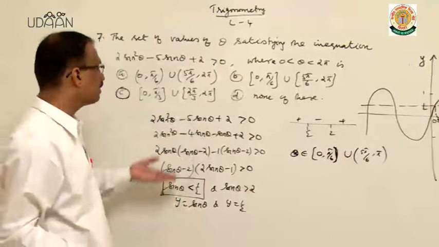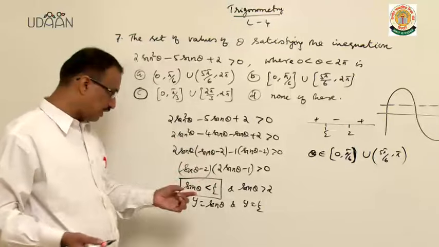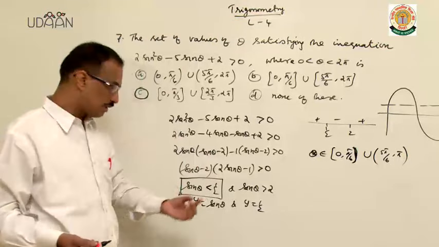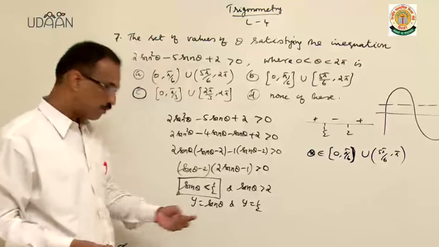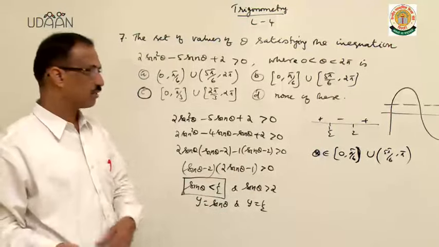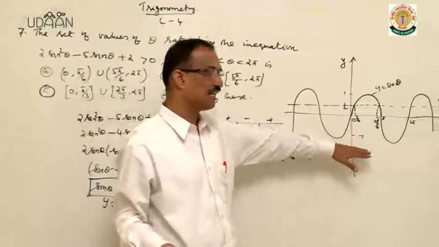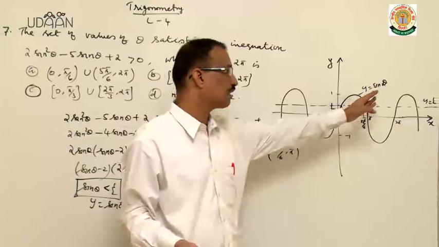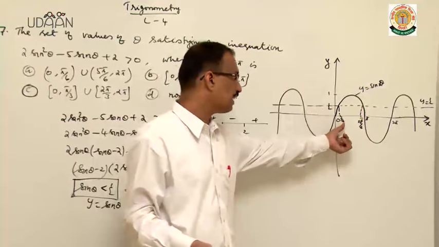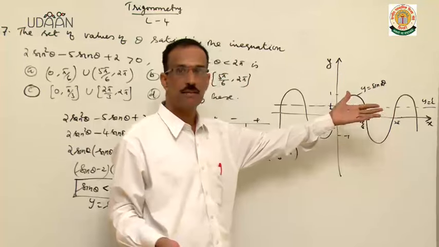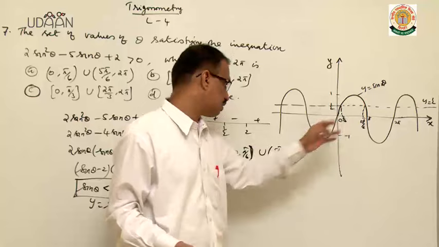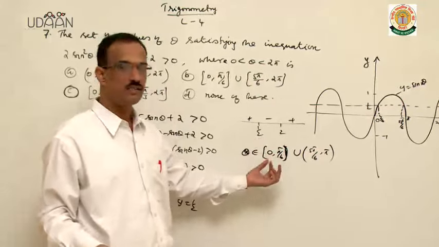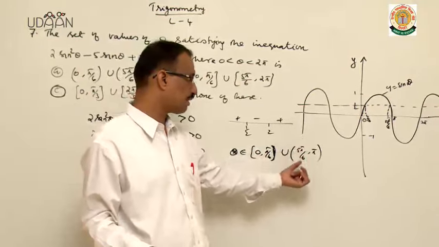So, what have we done? We factorized and then got that inequation. From this inequation we got two equations, y equal to sin theta and y equal to half. From there we get the graph of sin x and y equal to half. From there we get the points of intersection as pi by 6 and 5 pi by 6. So, the intervals we got are theta as 0 to pi by 6 union 5 pi by 6 to pi.